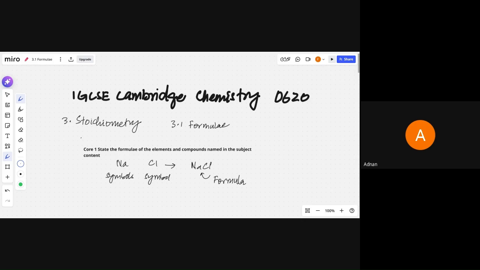Again, hydrochloric acid, you should know that the formula is HCl, right? And the oxygen molecule, we write it like this. Nitrogen, it's N2. These are diatomic molecules, so we write these like this.